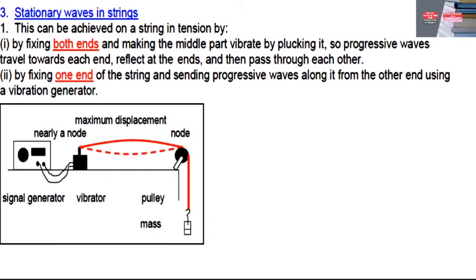Now at first, when the frequency is low, the lowest frequency that produces a stationary wave is called the fundamental frequency. So we only have nodes at the fixed ends. Okay, our nodes will be at the fixed ends only.